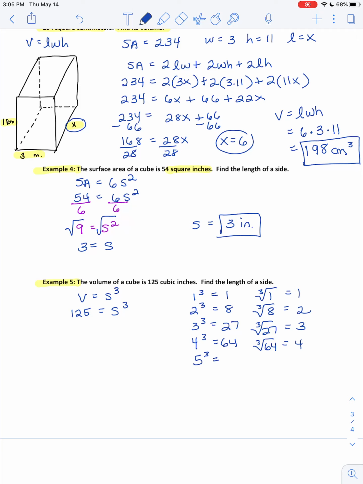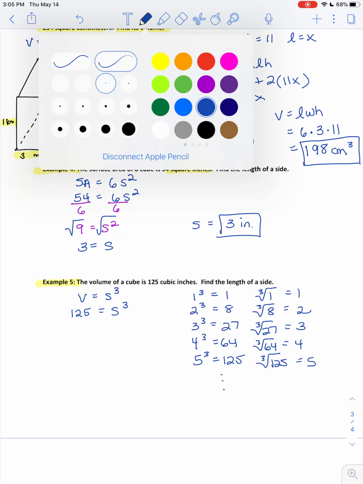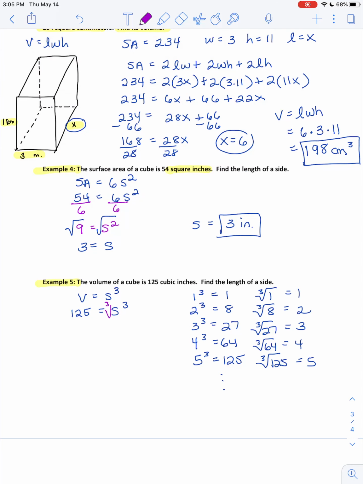And you'll see that 5 cubed, 5 times 5 times 5 is 125. So we have our answer here. The cube root of 125 is 5. And you can make your list a little bit longer if you needed to. We'll keep any problems like this really simple, so this list will probably be enough. So you could show that you're taking the cube root of both sides to solve. So s equals 5. Again, the volume was given in cubic inches, the length of a side would just be in inches.